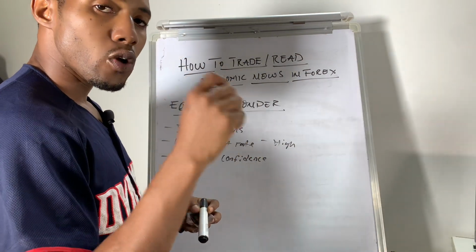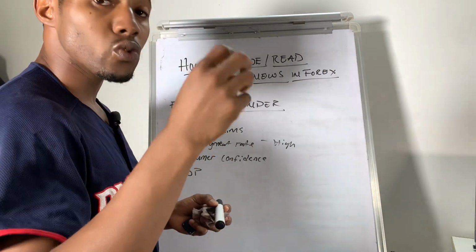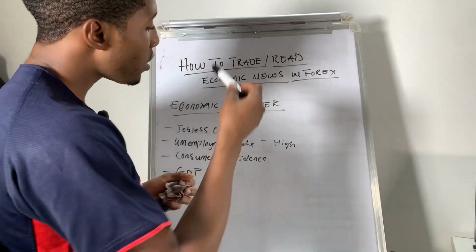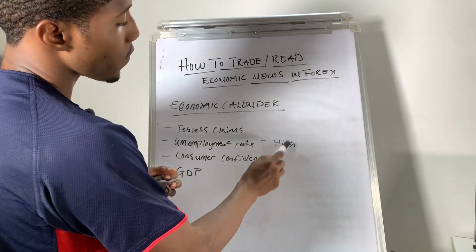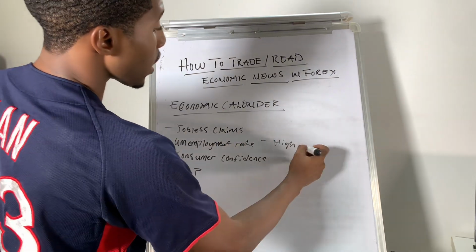A low impact news has a green sign, a medium impact has a yellow sign, then a high impact has a red sign. So the news I presented to you are high impact news.